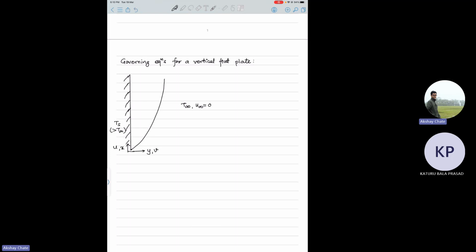There will be a density gradient near the boundary layer, and therefore the fluid will start moving down, right? Because it's hot here and cold there, so density will be less here and more there. Let me just confirm once.